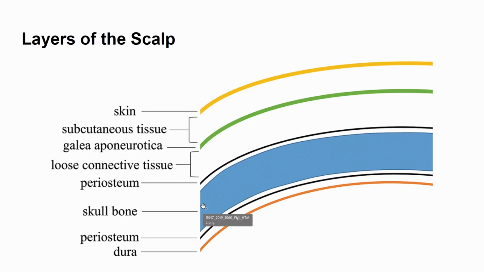To make it easy to memorize, some people say you can use the synonym SCALP. So the S is for the skin, the C is for the connective tissue, A is for aponeurosis or the gallia, and the L is for the loose connective tissue part, and then the P is for the periosteum or the bone itself. So SCALP.